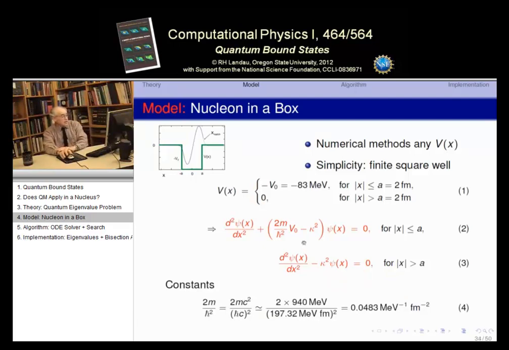In this case, we have a bunch of constants, 2m over h bar squared. For the units we're using to solve this problem, if you substitute in the speed of light squared above and below and work out all the constants, this is the value to use for the constant, 0.05 essentially. And then we're solving the problem in MeV units, so the energy you get will be in MeVs. Okay, very good. So let's go on.